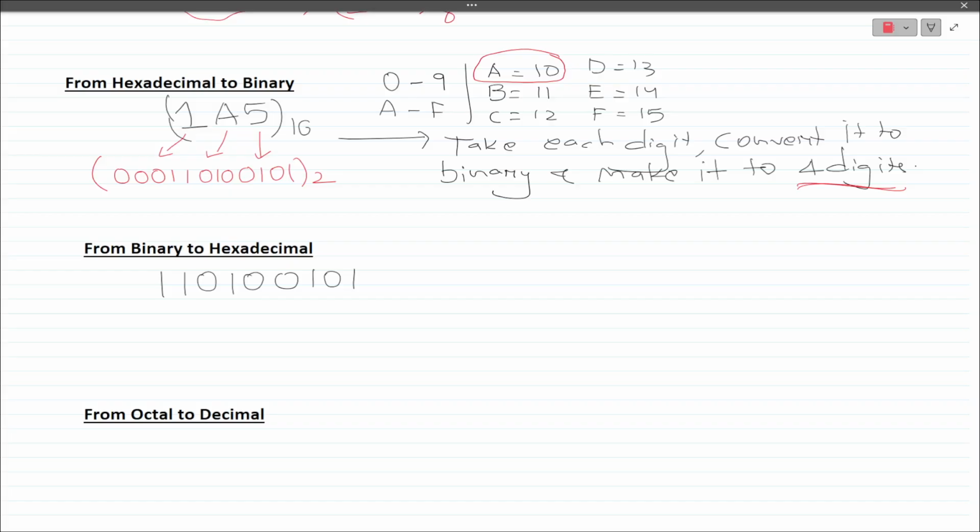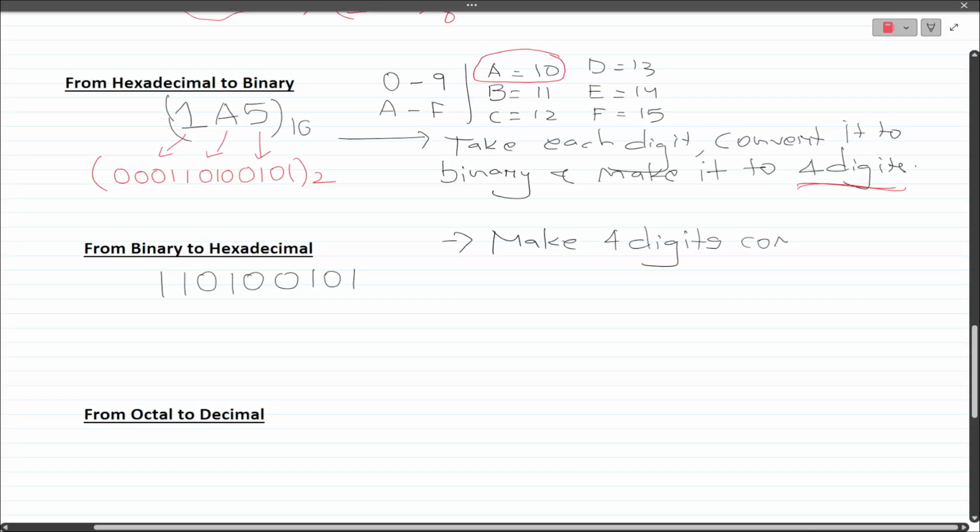Now I will be converting this to hexadecimal. Okay, so let me write what steps need to be followed. Make 4 digit combinations. Convert it to binary. Convert it to decimal. Finish. See, from right to left, everywhere, dear. Right to left is the one that you need to follow every time.